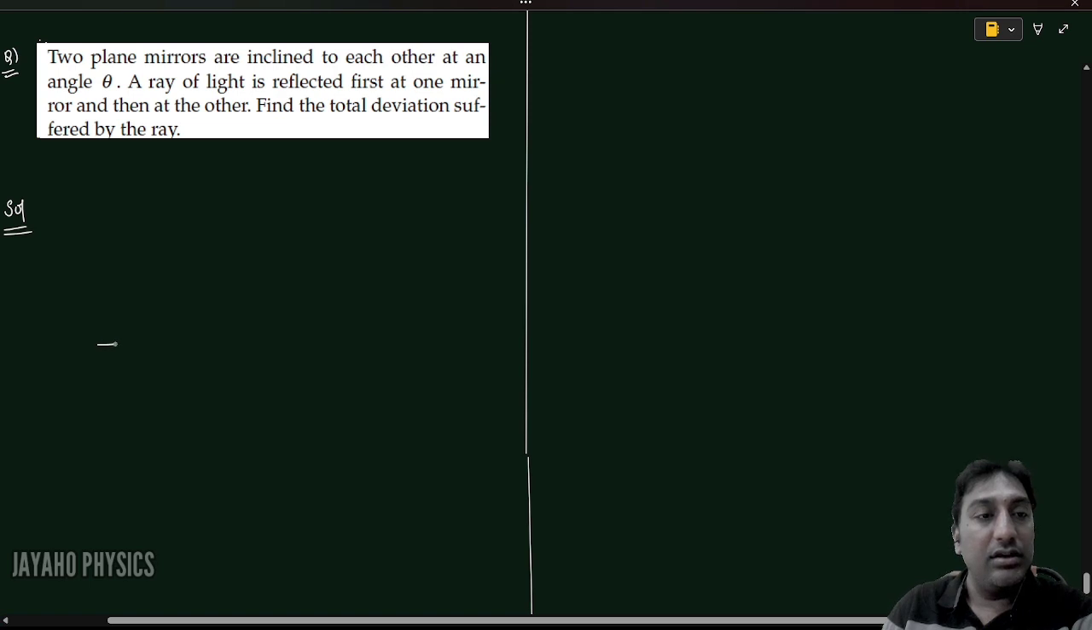So here I am taking the two plane mirrors. They are inclined at an angle of theta. Here I am taking this as the first mirror.